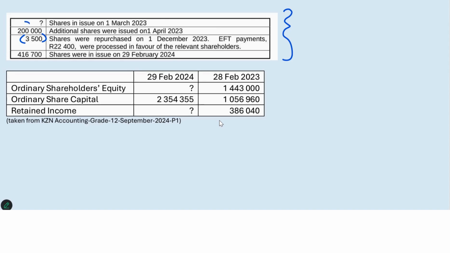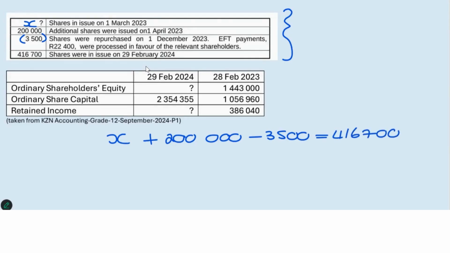So if I wanted to find the number of shares in issue at the beginning of the year, let's start there, because we don't really know if it's relevant yet or not. Yes. Let's calculate how many shares were in issue at the beginning of the year. So we'll work backwards, right? Or you can actually set up an equation. You can say the number of shares in issue at the beginning plus 200,000 new shares issued minus the 3,500 bought back will equal 416,700.